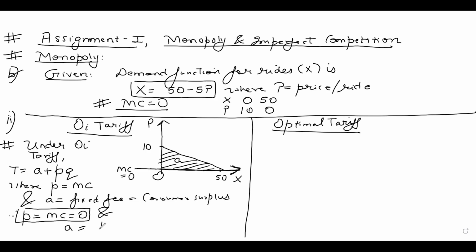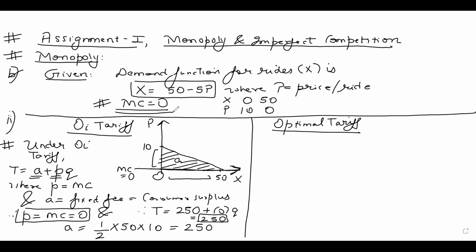So my A will be nothing but the area of the triangle, which is half into base, 50, into height, 10. So my answer is going to be 250. So A is 250, P is 0. So my T will be equal to 250 plus P, which is 0, into Q, which is equal to 250. So clearly under OI tariff, the monopolist is going to charge a price equal to 0 because marginal cost is 0, and will charge a fixed fee, which is exactly going to be the consumer surplus of the buyer. The consumer surplus is the area below the demand curve and above the price. The price here is equal to the marginal cost, which is 0. So A is nothing but the area of the shaded triangle, half into base into height, which is 250.